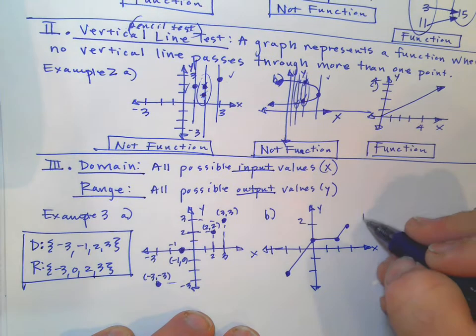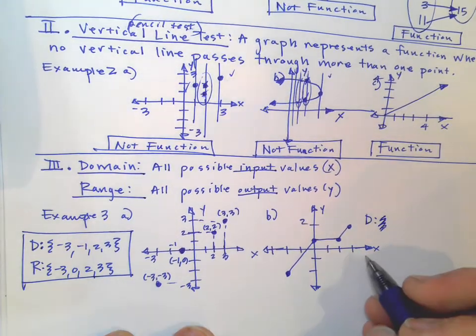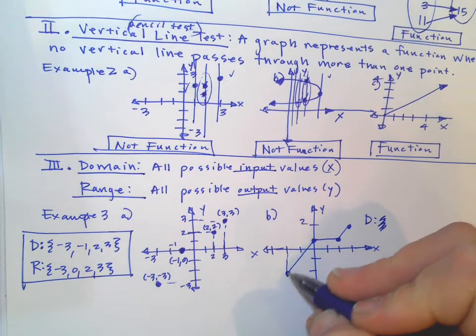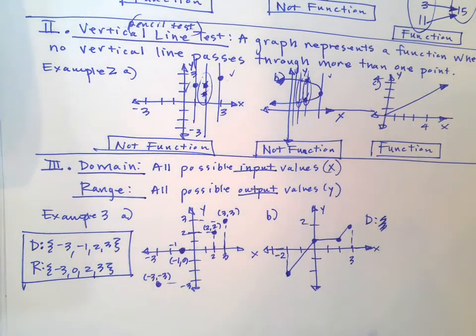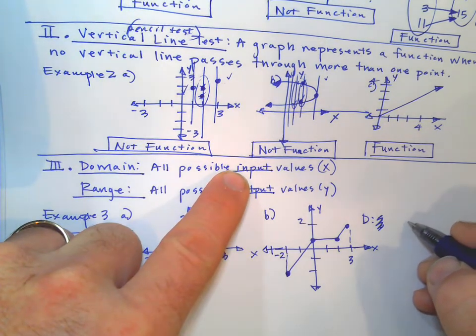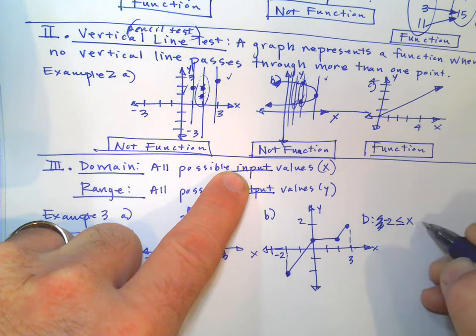For the domain, we're trying to figure out, well, what are all the possible x values? Now, this time, it's a bunch of x values. And so you might look left to right and say, okay, what's the first left it goes, and what's the furthest right it goes? It goes from -2 to 3. So the domain, we're going to usually write these as inequalities. X is in between -2 and 3.